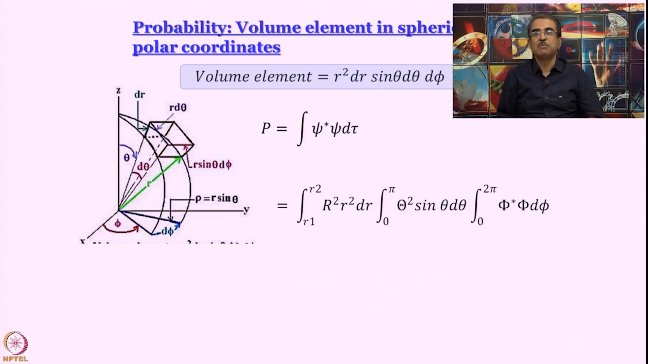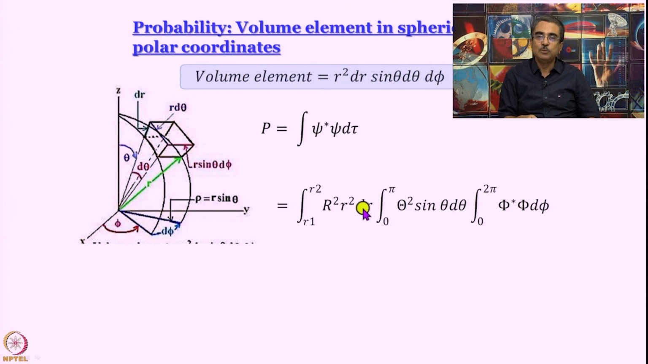Suppose I want to know the probability of finding the electron between some r1 and r2. Even if r1 is 0, I have to write some value of r2 there. That is going to be the integral of capital R square, small r square dr between r1 and r2, capital theta square sin theta d theta between 0 and pi, capital phi star capital phi d phi between 0 and 2 pi. For s orbitals, I do not even need to know this for the discussion that we are going to do later.